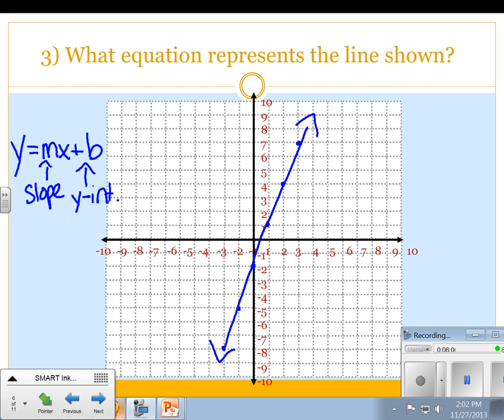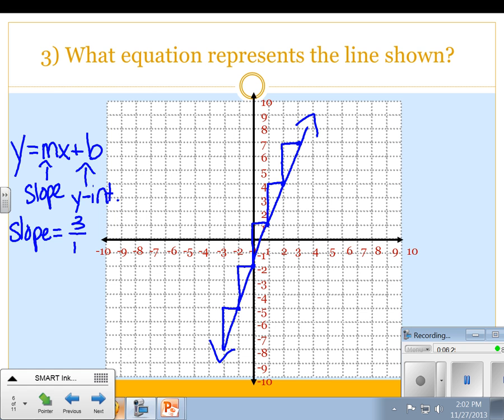The slope, if we look over here, from one point to the other, rise 3, run 1. We see it's a positive slope. It's going upward from left to right. We rise 3. We want run 1, not 2.